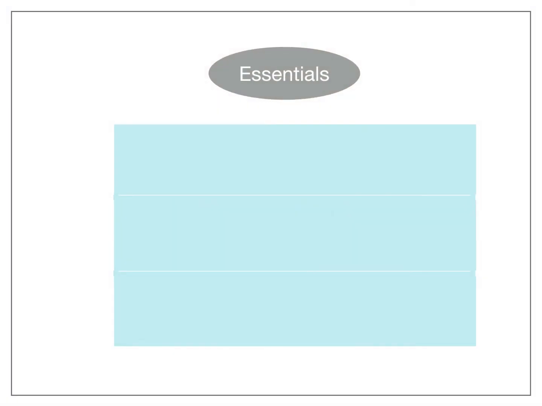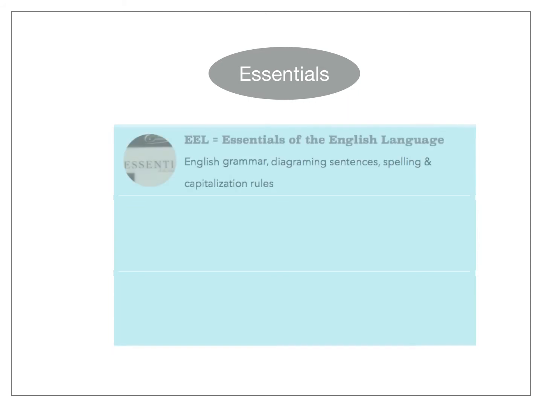There are 3 parts to the Essentials program, but your tutor will decide what order they will occur at your community on Co-op Day. The first part of Essentials is EEL, which stands for the Essentials of the English Language. This is what is presented in that huge binder that you purchased from Classical Conversations.